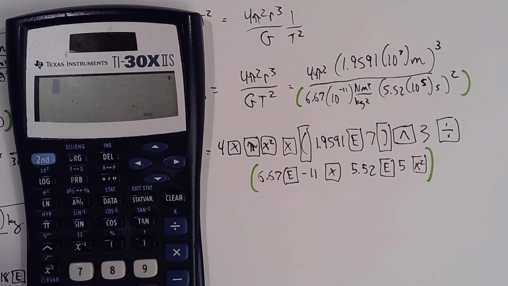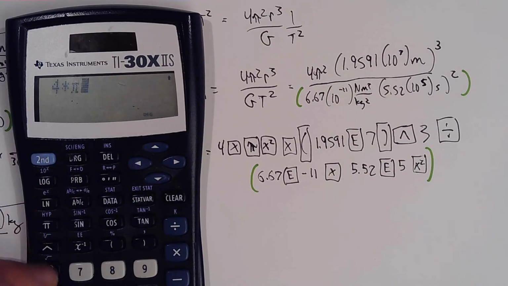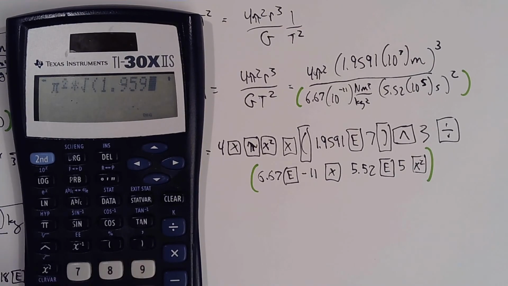All right, and action. 4 times, I missed a pi in there. 4 times pi squared times the quantity, open square root, 1.9591 e to the 7th. That quantity. All right, we're gonna go for it. We're not gonna put those parentheses around the top. 1.9591 e to the 7th.